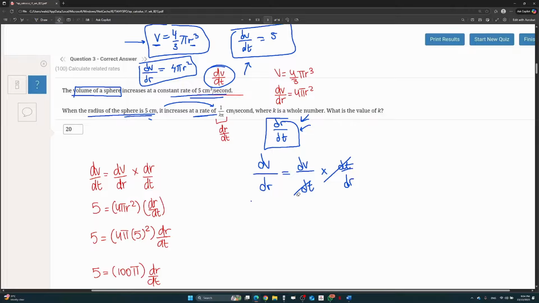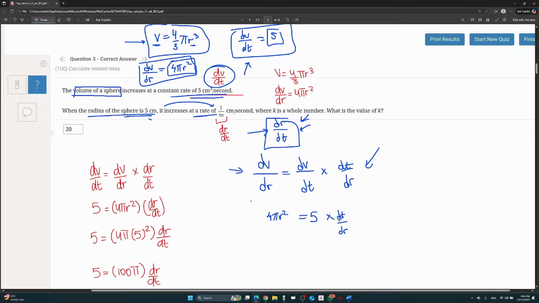So how much is dv by dt? Let's take a look. dv by dt we know is 5. How much is dv by dr? It's 4 pi r squared. So let's write that down. We want dr by dt, but first we find dt by dr and then we flip it upside down. Anyways, so times dt by dr. Let's just keep it like this.